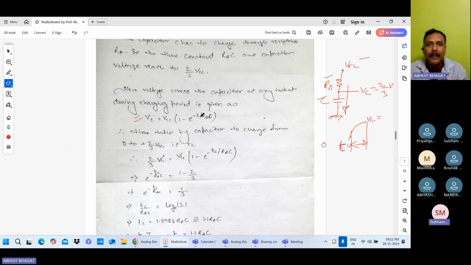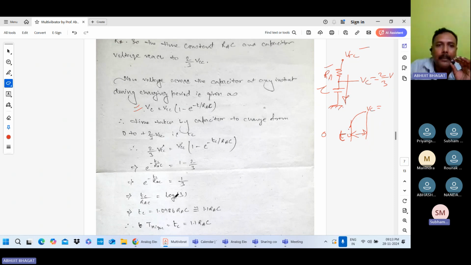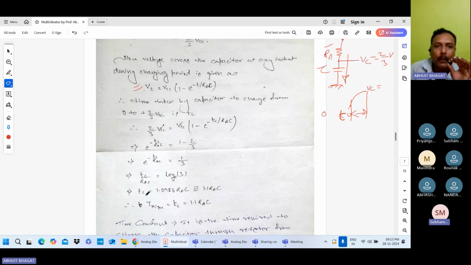Next, here T is equal to what? T means the time for which the capacitor is charging. So here T is your TC. TC is the time period for which the capacitor is charged. So you put T equal to TC, and from this calculation you will get the TC value. TC value you will get 1.0986 into RAC, and it is approximately equal to 1.1 RAC. So your T high equal to TC equal to 1.1 RAC.